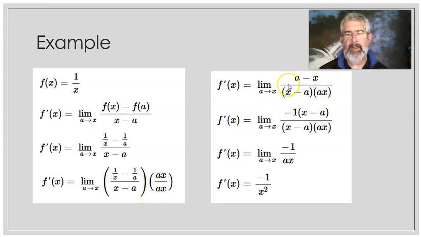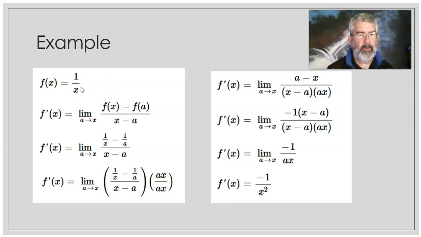And sure enough, when I get that a minus x on the top, I can factor a minus 1 out of it. And then I've got an x minus a top and bottom, which cancels out, leaving minus 1 over ax. A is going to x, so that a turns into an x, and I've got minus 1 over x squared, which I think you will agree is the derivative of 1 over x.